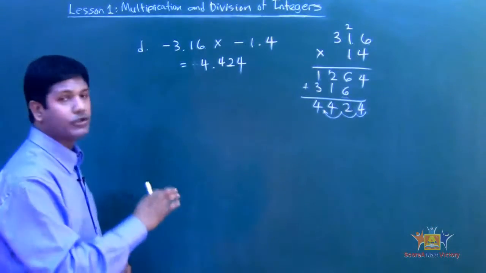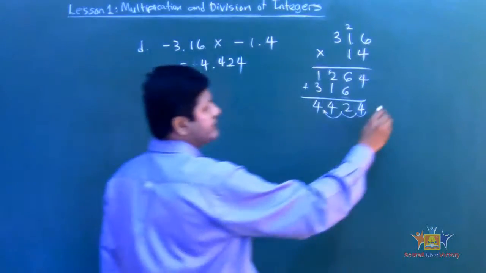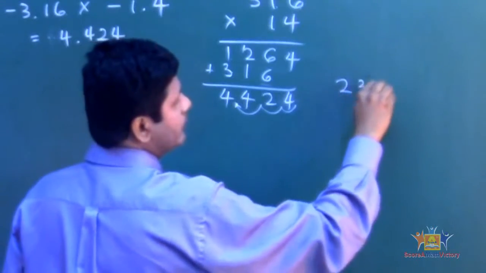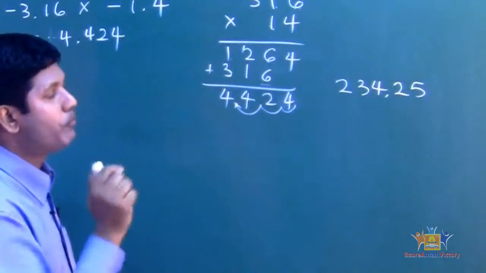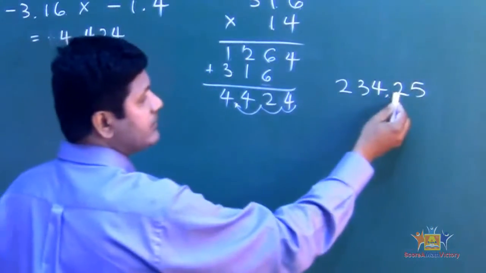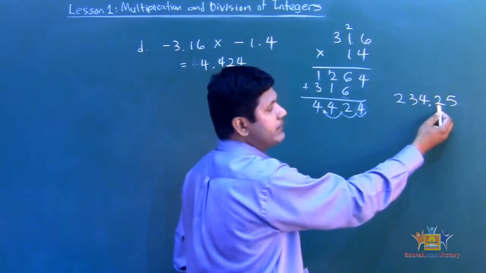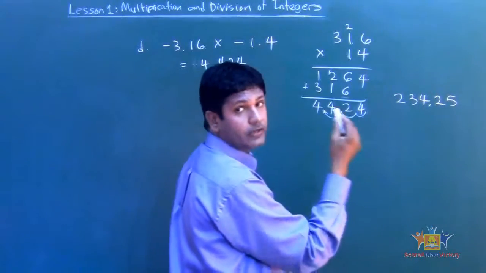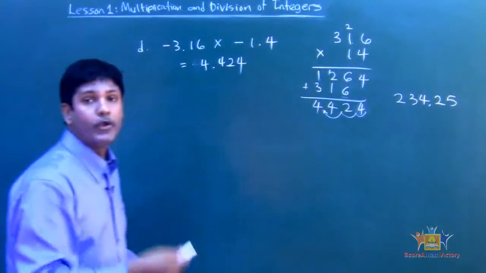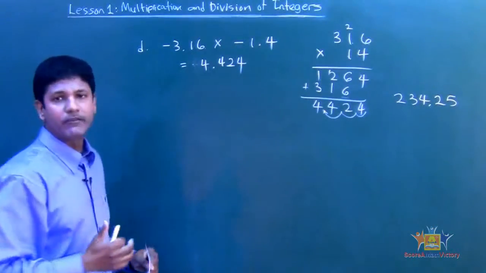Very important, okay? How you read it. Remember, if you have, let's say, how do you read this? 234.25. After the decimal, you call out the digits individually. But before the decimal, you read it with their place values, like 234.25. That's the proper way of reading it, okay?